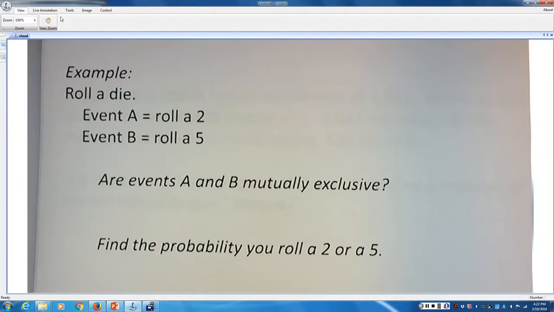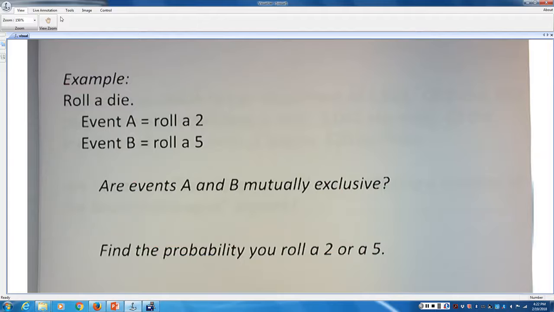So here's a couple more examples. Let's suppose event A is that we roll a 2 on a die. And event B is we roll a 5 on the die. Our events A and B, we're only going to roll it once. It says roll a die, one time. Our events A and B, mutually exclusive. Yes, because you can't have a 2 and a 5 come up on the same roll.